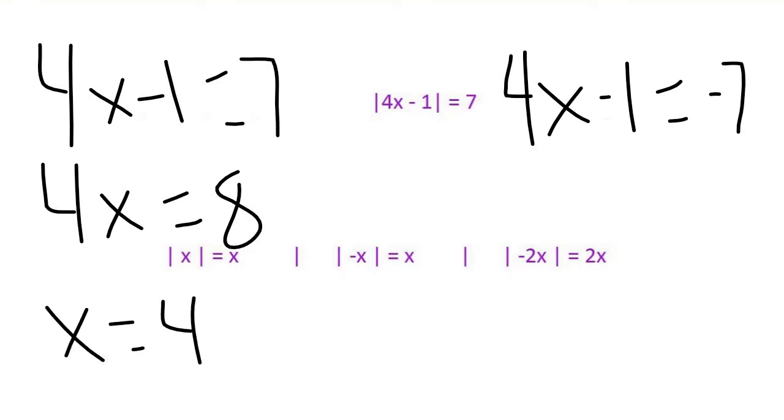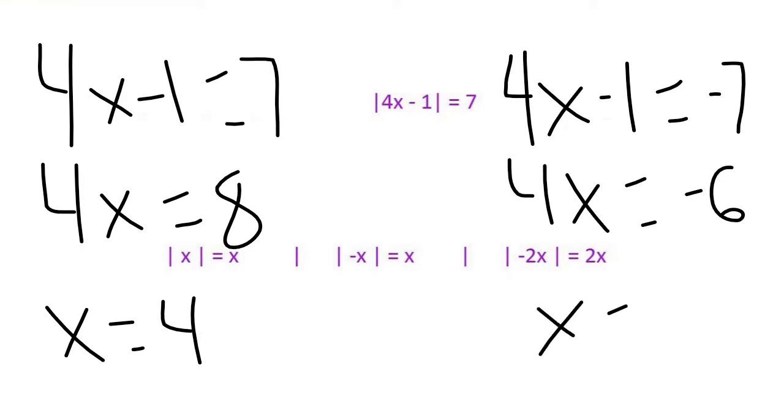Alright, equation on the right, 4x minus 1 is equal to -7. Add 1 to both sides, and we get 4x is equal to -6. So then divide by 4 on both sides, and we get x is equal to -6 over 4. And it's perfectly fine to leave your answer like that. So your answer for this would be x is equal to -6 over 4 and 4.